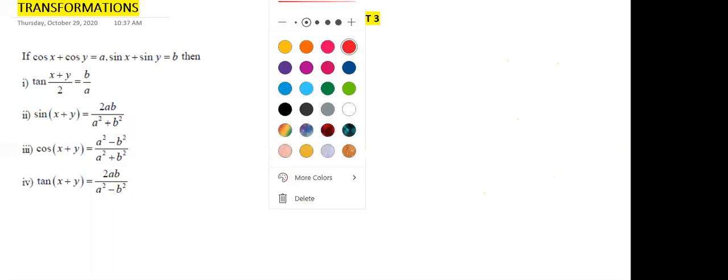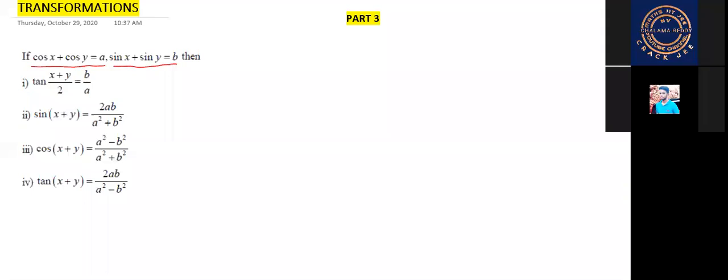In the previous class, we completed nearly 7 problems. Now I am going to discuss some concepts here. These types of problems are important. Here two equations are given. One is cos x plus cos y is equal to a. Another one is sin x plus sin y is equal to b. So first equation and second equation.